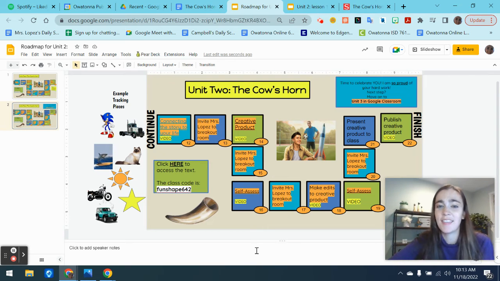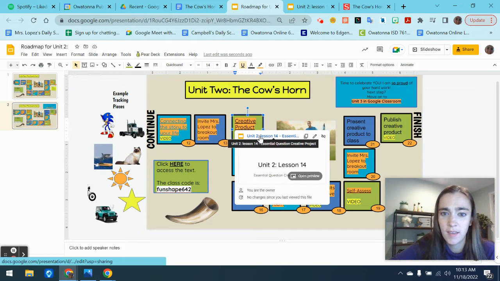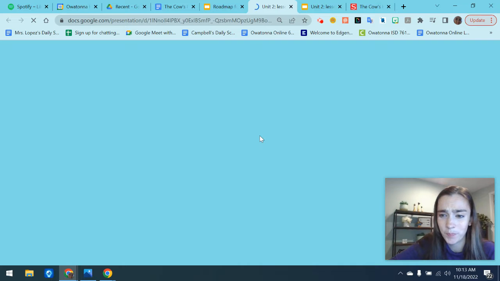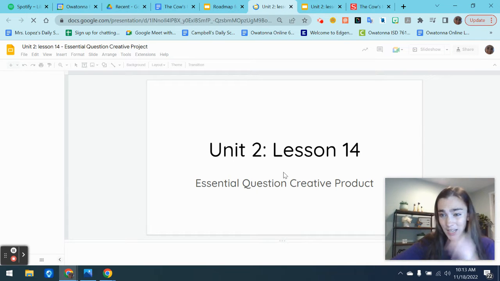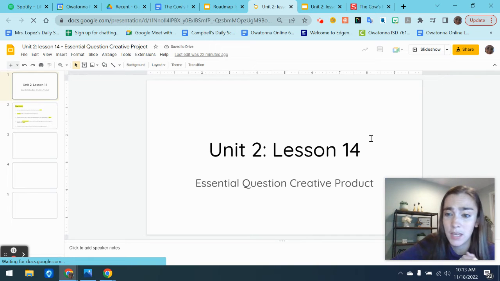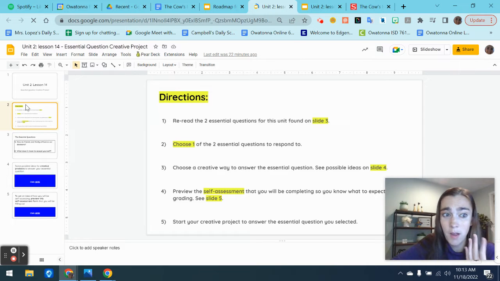Unit 2, Lesson 14 is the creative product. For this, you're going to click on creative product, taking you to this Google slideshow with instructions. So take a look and make sure you read each slide very carefully. Each slide has important information that you'll need for this creative product. This product is all about answering one of the two essential questions that we looked at the beginning of the unit. So let's take a look at the directions.